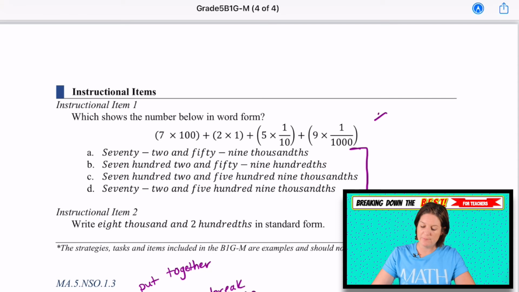So you can see they've given it an expanded form here, and now they have to identify the word form. I think that's a pretty basic question for the type of standard that we've got.